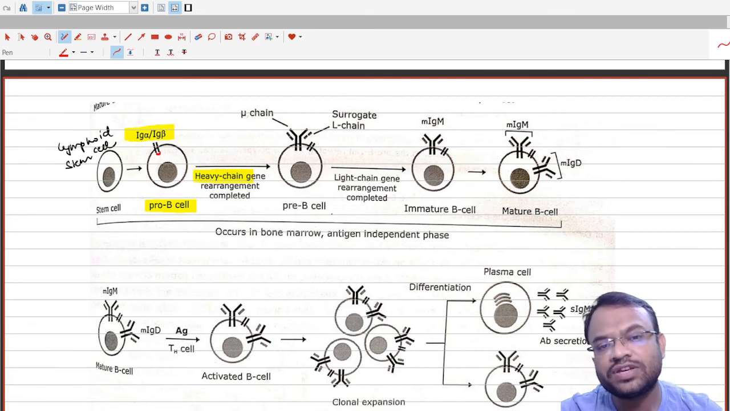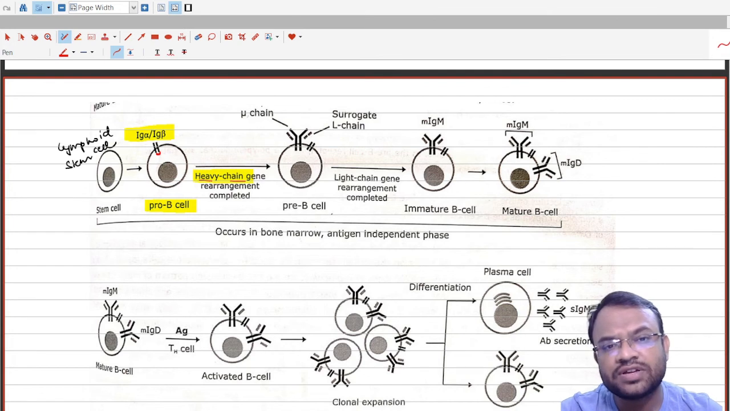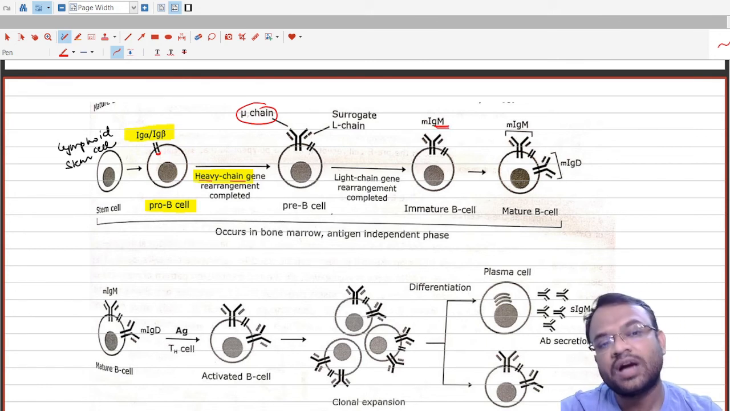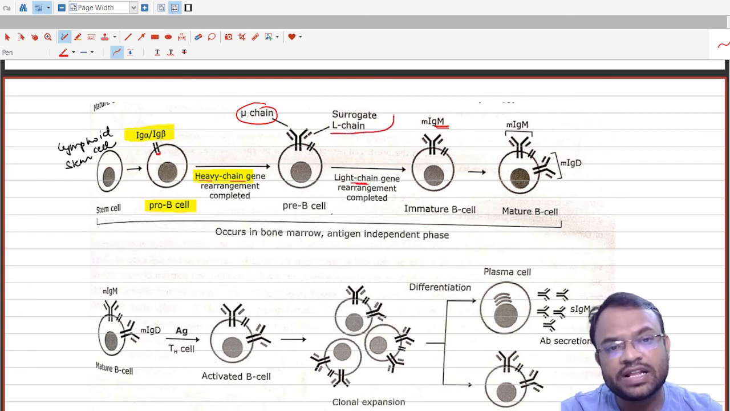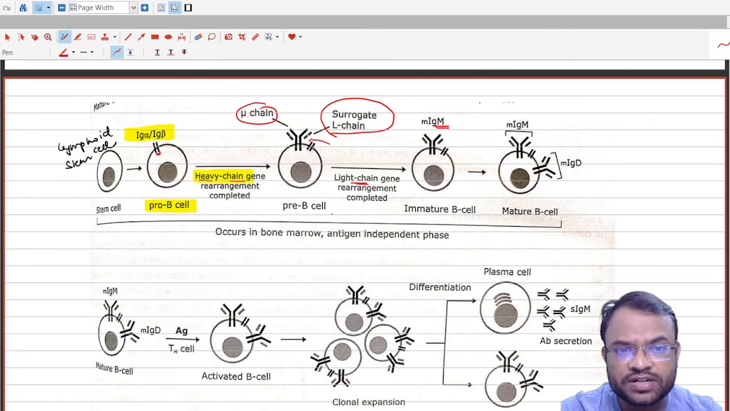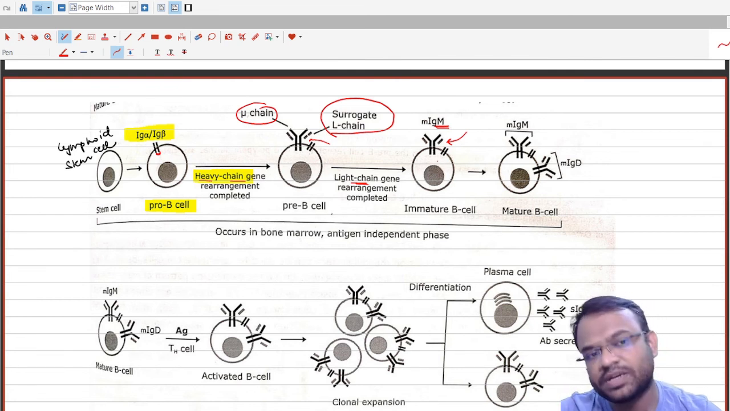After this, there was heavy chain rearrangement, right? Because of the heavy chain rearrangement, you have the mu chain over here. Because of the mu chain, in future it will form the IgM, written over here, just after the light chain rearrangement takes place. Now over here surrogate L chain is mentioned. I believe you remember surrogate L chain, we had also talked about this. It is represented by dotted lines, but as soon as the light chain rearrangement takes place, it is shown by one complete line.